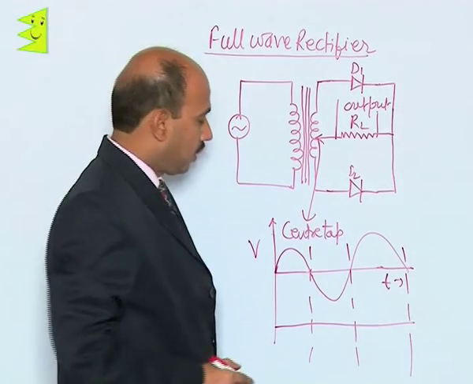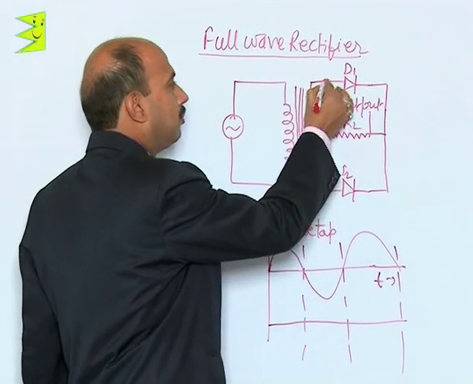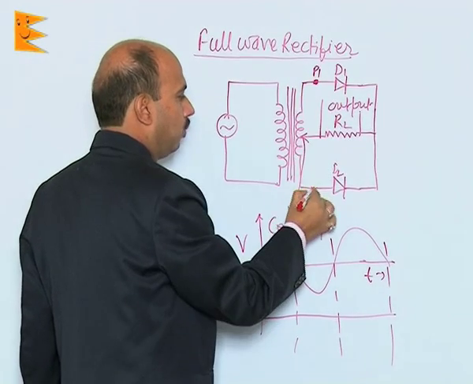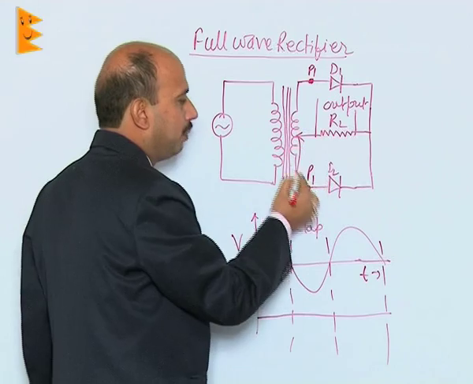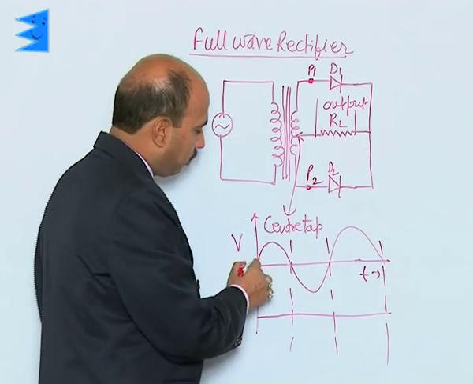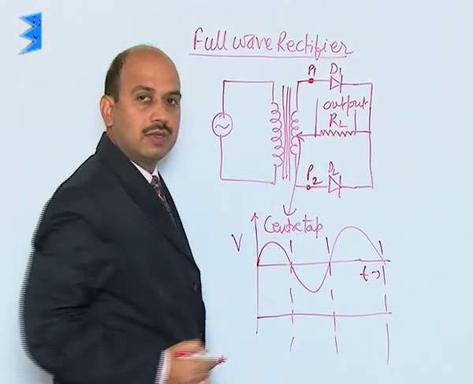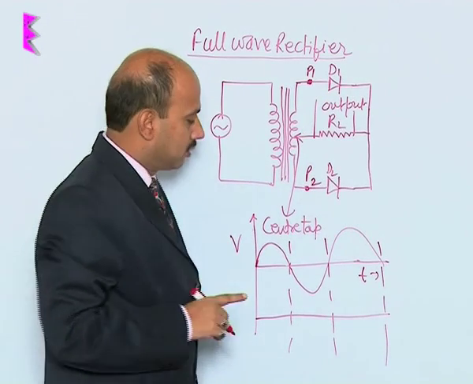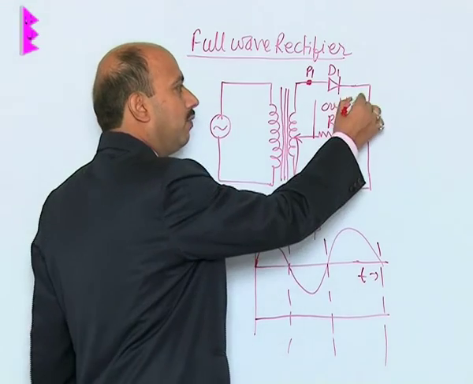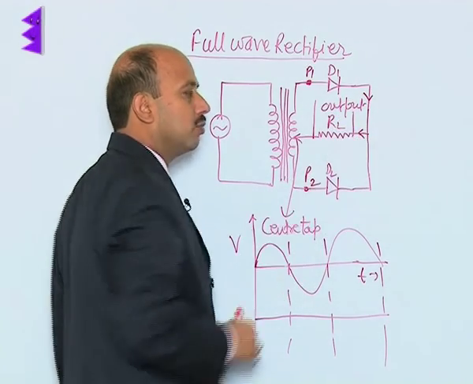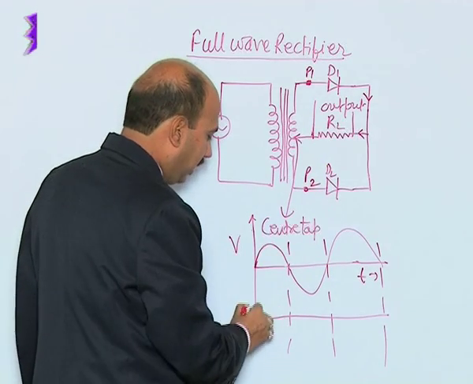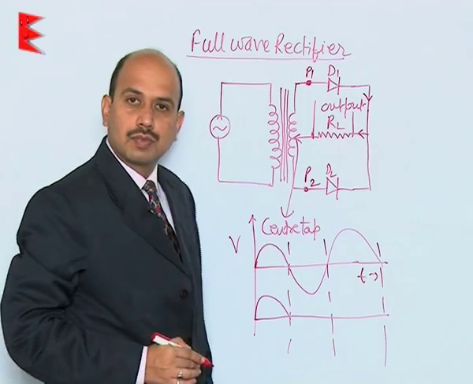See here, when the positive terminal comes at this point, suppose P1 and P2, when P1 is positive and P2 is negative. Suppose in the first positive half cycle P1 is positive, then diode D1 conducts and D2 does not conduct because it is in reverse bias, and current flows in the diode from this side, it comes to this side, and we can measure the output across RL, and that output will be like this.